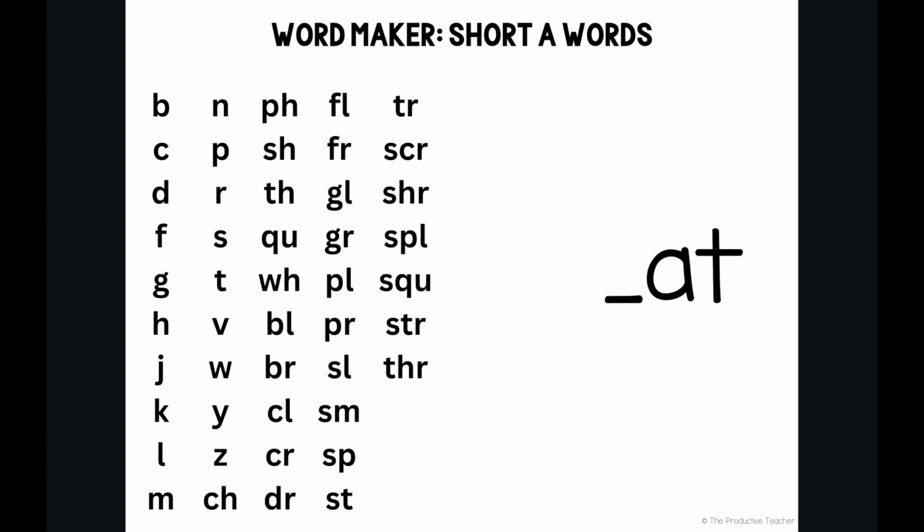Today we're going to play the word maker game with the at word family. The word maker game makes one-syllable words using onsets and rhymes. Onsets are the letter or letters that come before the vowel in a word. Rhymes are the vowel and any letters that come after it in a word. So we combine onsets and rhymes to make words.